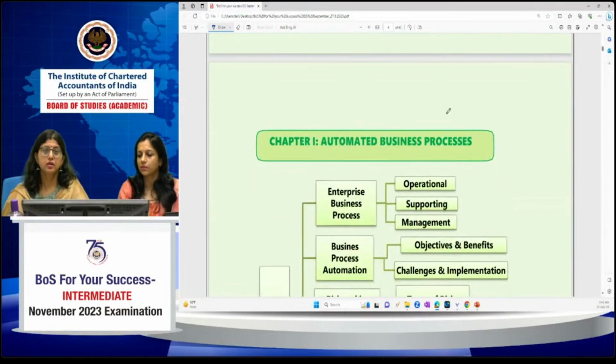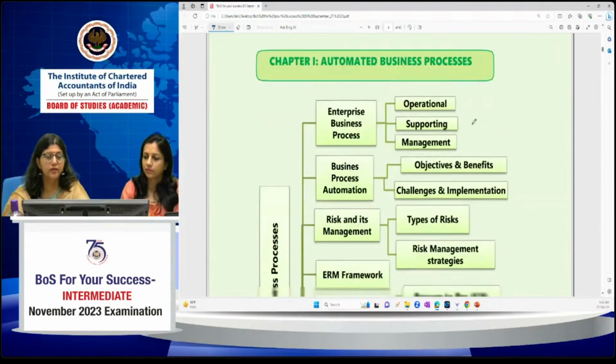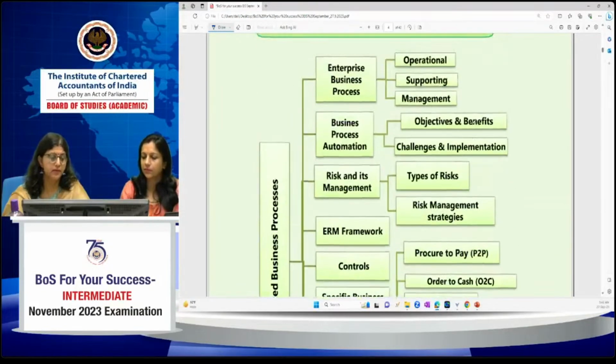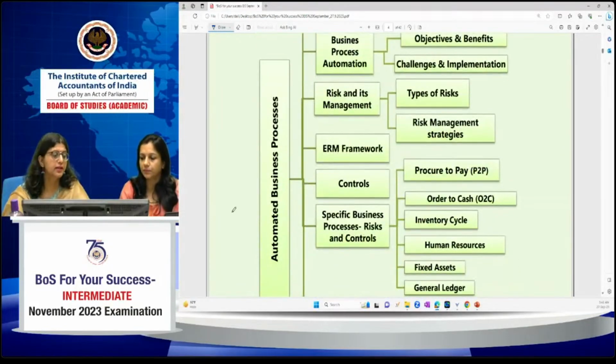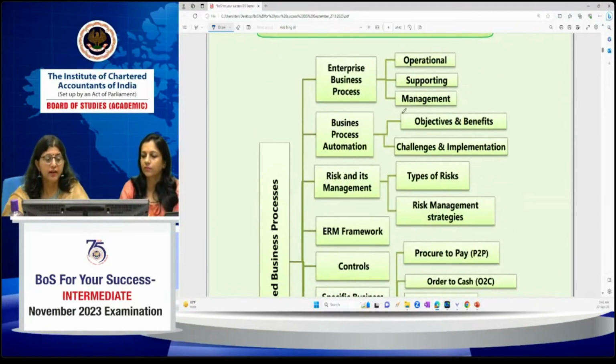Now, just a quick revision of the chapters, that what all we cover. Why am I doing this? Here we have the chapter wise coverages. What we have covered, these are all available on the website and the study material also. Suppose this is chapter 1, automated business processes. What all is covered under this? Why do we give this?